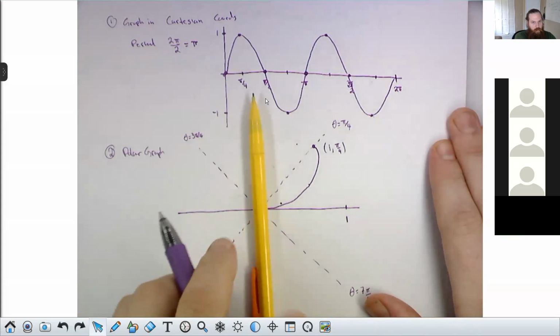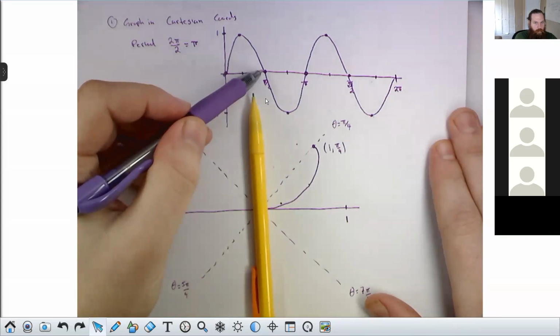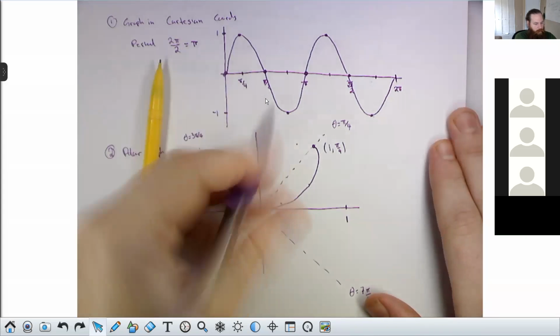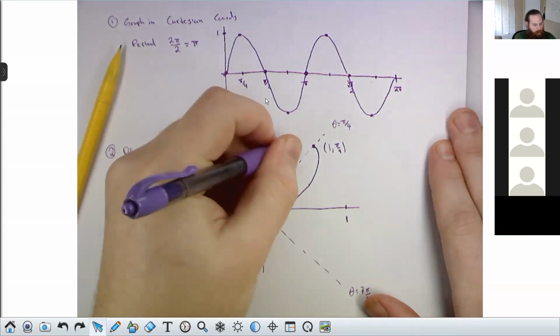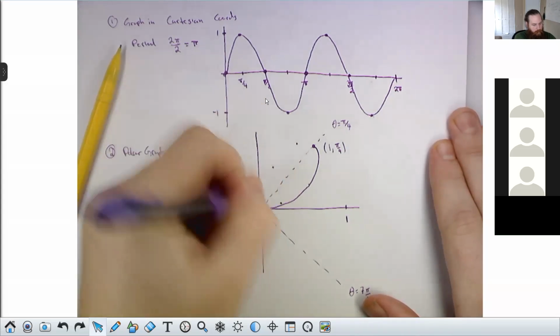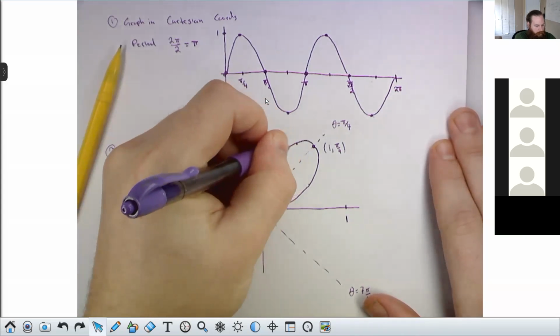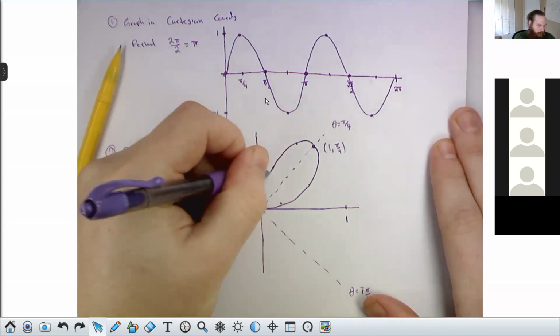And by the time I get to straight up and down at pi over 2, r should be 0 again. So we're going to come back into the origin along these dots. So that will draw something looking like this.